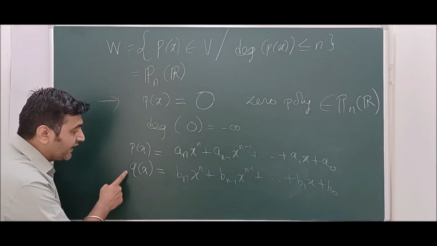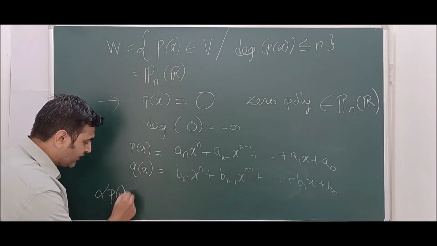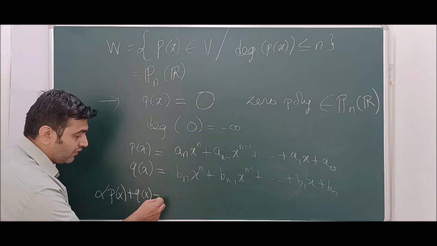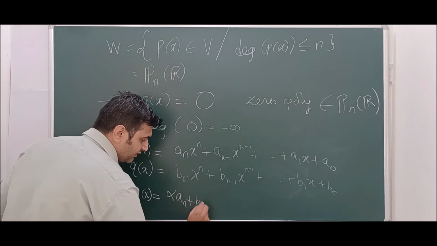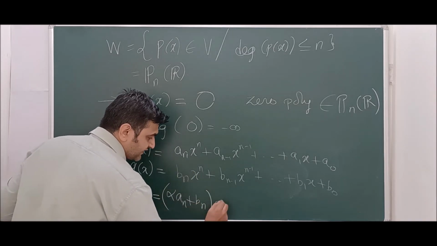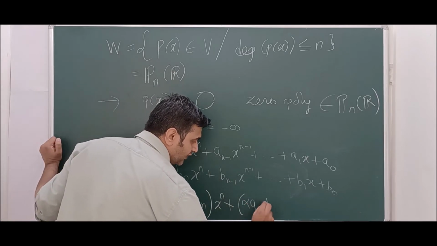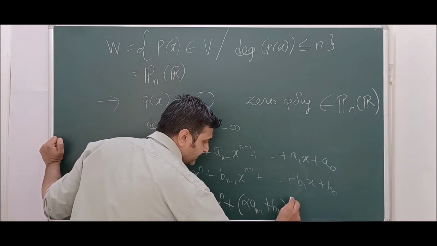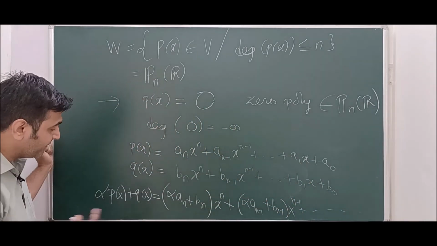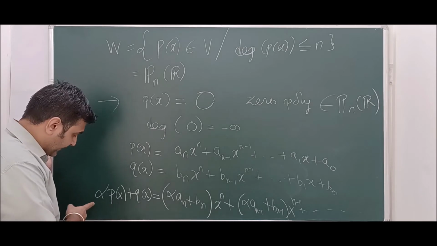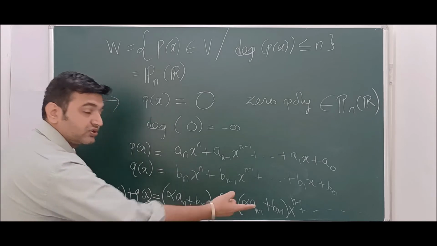Right? Now if I add these two polynomials, or if I take alpha times P of x plus Q of x, what will that be? Alpha into an plus bn multiplied by x raised to n plus alpha into an minus 1 plus bn minus 1 times x raised to n minus 1, and so on, plus alpha a0 plus b0. So ultimately, when I am adding two polynomials and doing this scalar multiplication, I am again getting a polynomial of degree at most n.